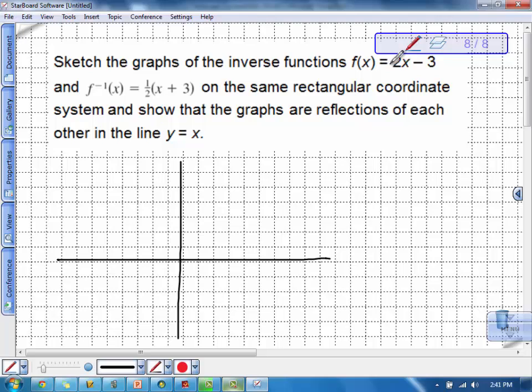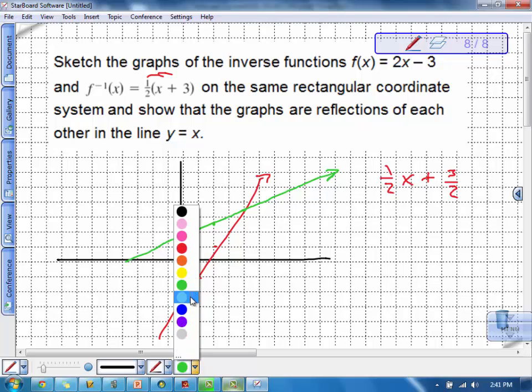So this line f of x is 2x minus 3. It's got a y-intercept of negative 3, and it's got a slope of up 2 over 1. Looks like this. This function right here, if I distribute the 1/2 to both terms, is 1/2 x plus 3/2. It's got a y-intercept of 1.5, so I'll do this one in green. And it's got a slope of 1/2, so it means it goes up 1 over 2. It looks like this. All right, these should be reflection images over this pink line.